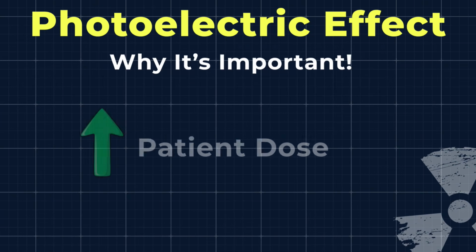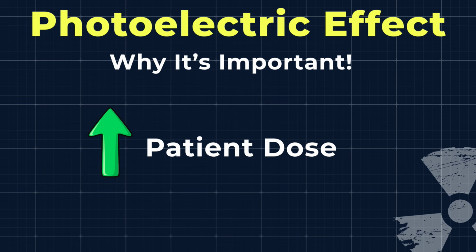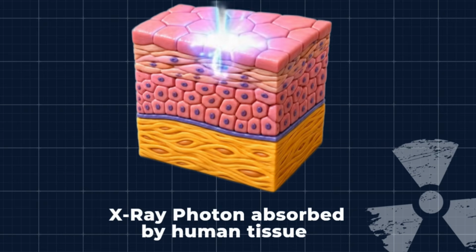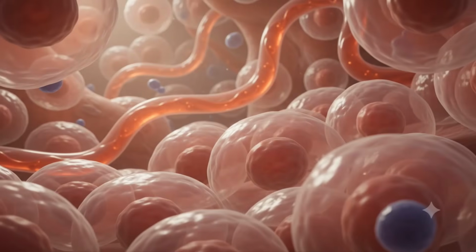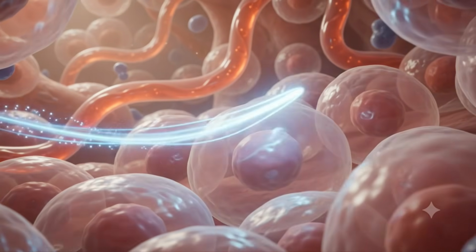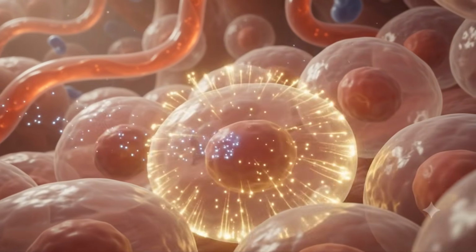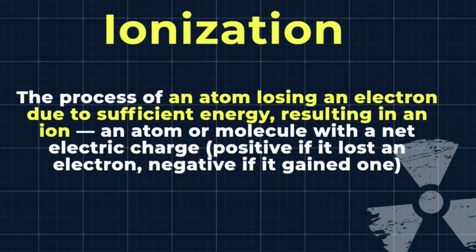Now, let's talk about why this matters clinically. First, the photoelectric effect increases patient dose. And the reason is all of that X-ray photon energy is deposited into the patient's tissue. The photoelectron that gets ejected can go on to interact with nearby atoms and tissues, which contributes to ionization.